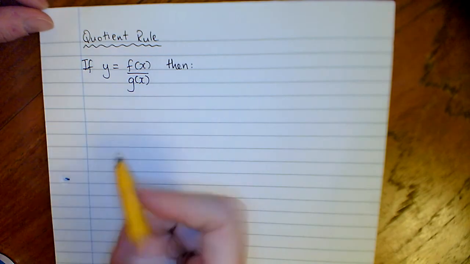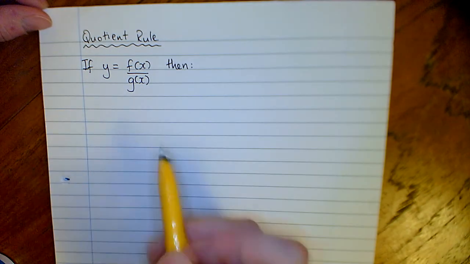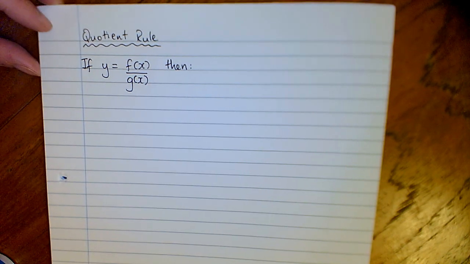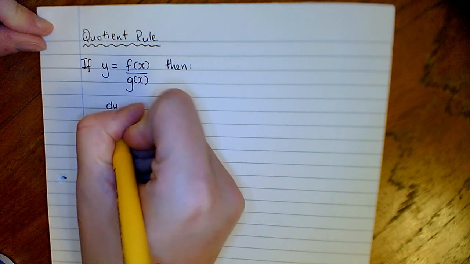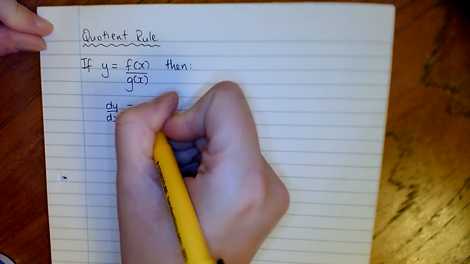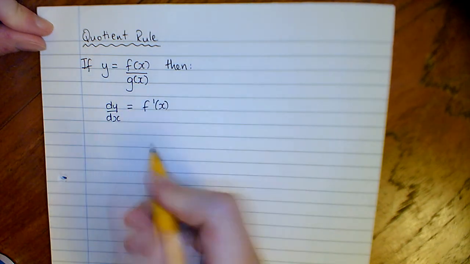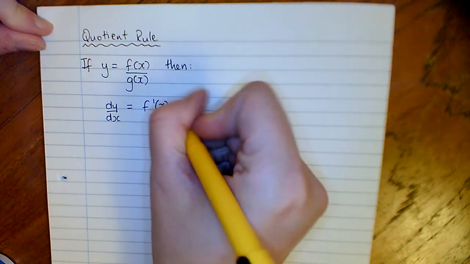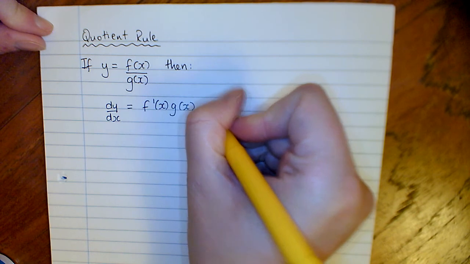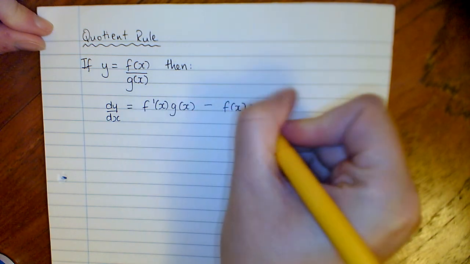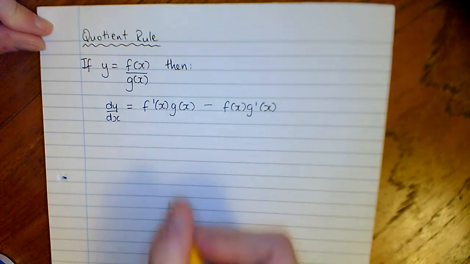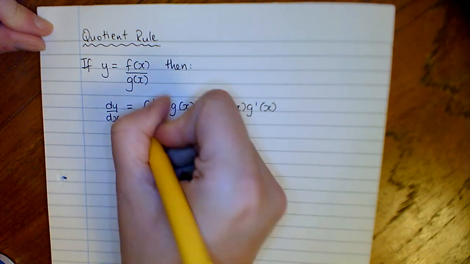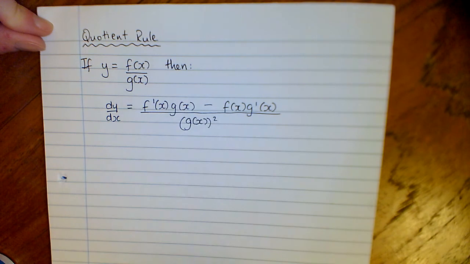then, okay, so now I'm taking down the exact notation used in your formula booklet, so you don't have to learn this, you just have to know how to apply it. dy by dx equals, so this means the differential of f times the function g, take away f times the differential of g, all over g of x all squared.